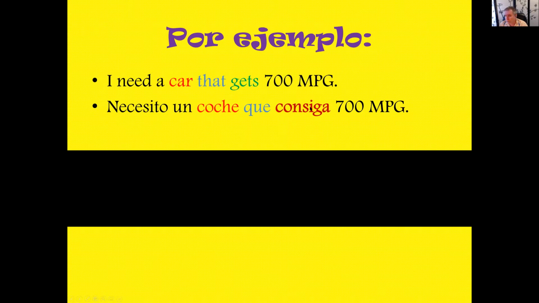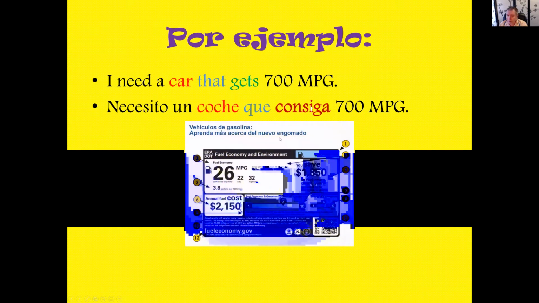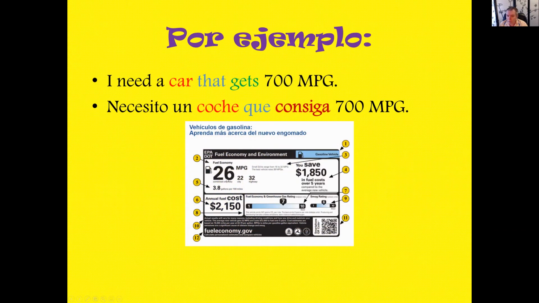Okay, I'm saying that it is not only doubtful that a car will get 700 miles per gallon, this coche that I'm describing, but given the current sticker on these things, look at this. This car gets 26 miles per gallon. You know, it's a far, far cry to go from 26 to 700.